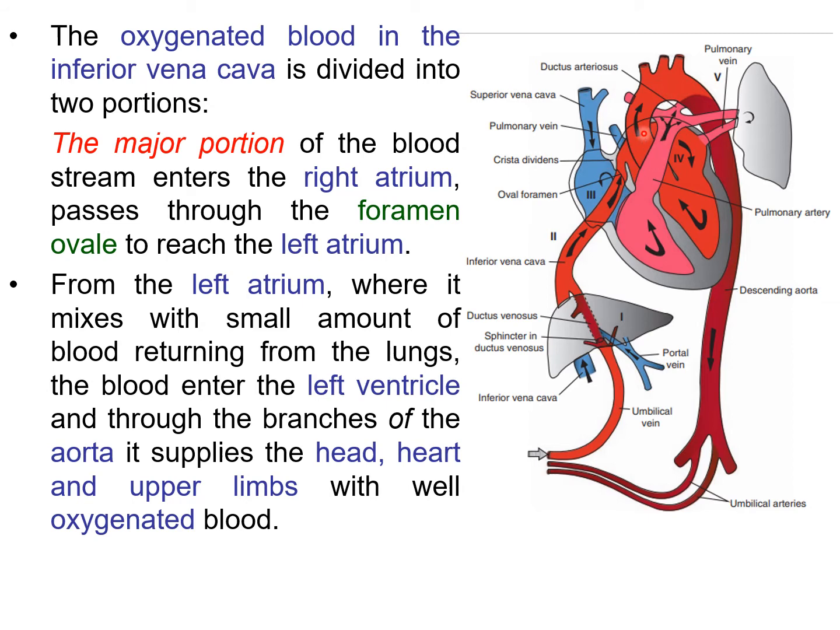and as it is pushed up it is supplying the head, heart, and upper limb. So good oxygenated blood is reaching these organs.